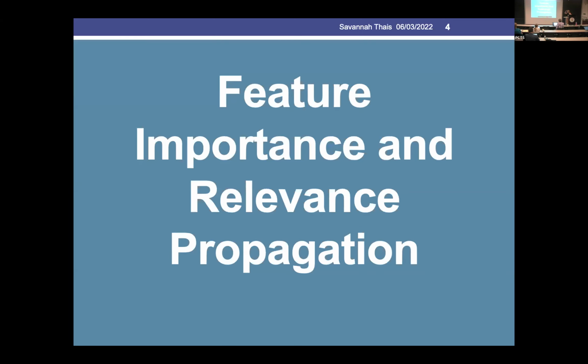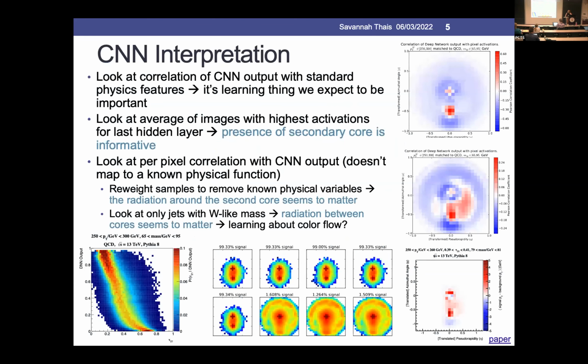So first, starting with what I feel like is the first step that people usually do for some kind of interpretability or explainability, which is looking at things like feature importance and relevance propagation. This is probably the thing that's been done most in, I would say, HEP efforts around interpretability.